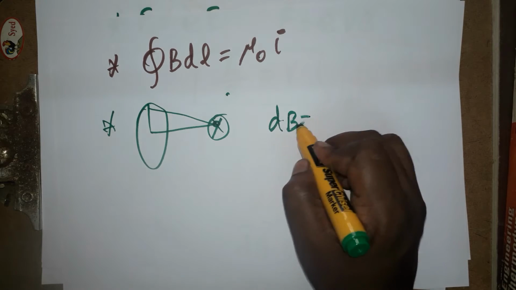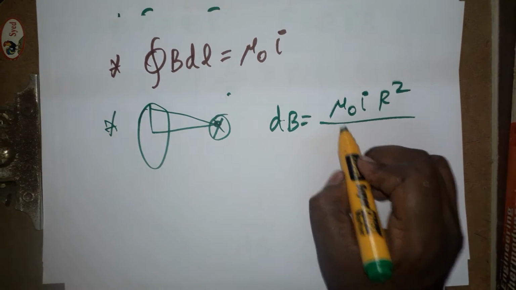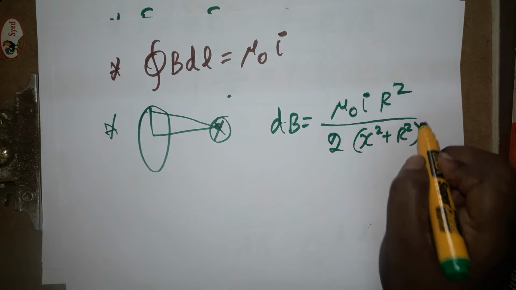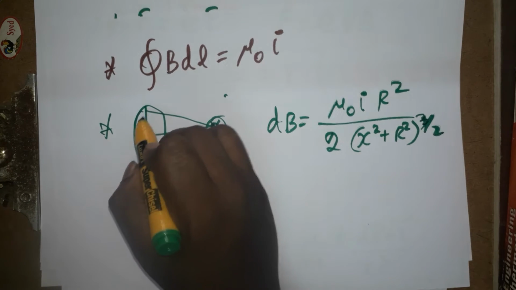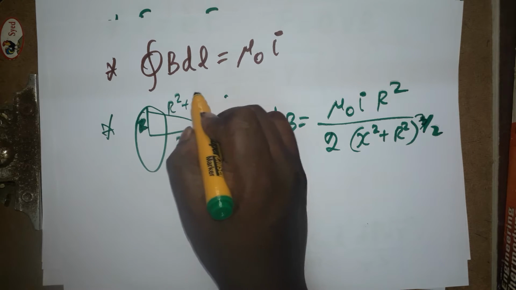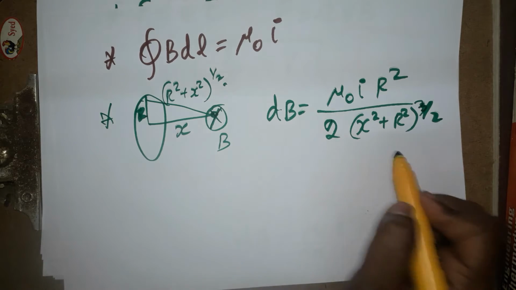dB is equal to mu naught I r square divided by 2 (x square plus r square) to the power 3 by 2. R is the radius of the coil, x is the distance. Okay, this is going to be (r square plus x square) to the power 3 by 2. If you want the magnetic field here, you can use this formula.